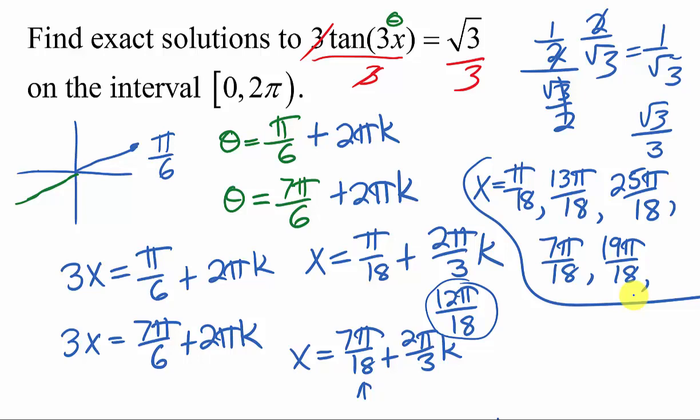And to get our 6th and final solution, we're going to add another period to that. So 19 pi/18 plus 12 pi/18, 31 pi/18. And if you doubled 18, you'd have 36. So we're not to 2 pi until we get to 36 pi/18. So you can see I have my 6 solutions on the interval from 0 to 2 pi.